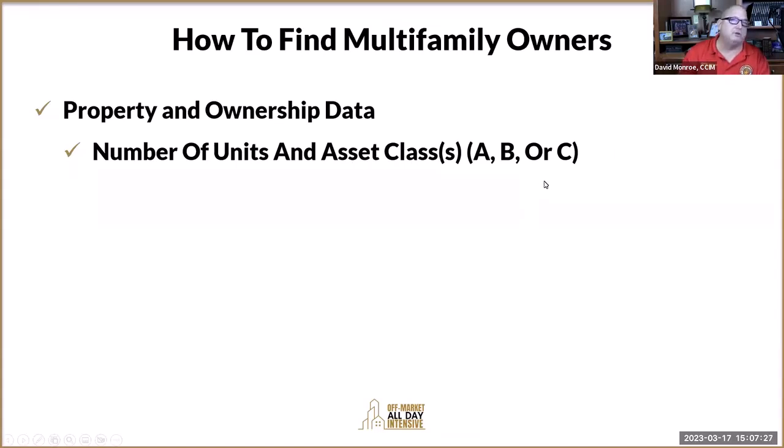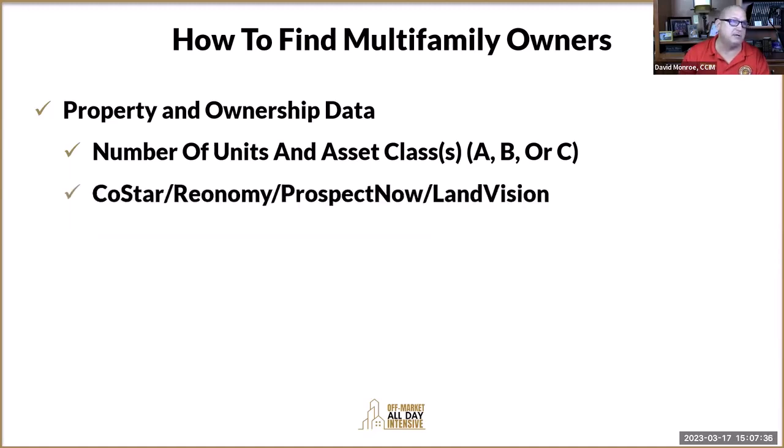Then, if you don't have access, or you're not a strategic partnering member, because my strategic partnering members get to request this information, you go into CoStar, Reonomy, Prospect Now, or LandVision, which are the 4 top tools for finding ownership information. And you pull the ownership data for the market that you're interested in. Keeping in mind that some will have the information, some will not.